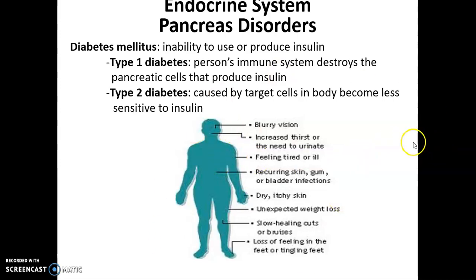Diabetes has a variety of symptoms. People don't necessarily have all of these symptoms. It can be blurry vision, increased thirst, or need to urinate as a way to try to get rid of excess glucose. Feeling tired or ill, recurring skin, gum, bladder infections, dry, itchy skin, unexpected weight loss, slow healing cuts and bruises, loss of feeling or tingling in the feet. Again, these are just some of the possible symptoms, and you don't have to have all these symptoms to be someone who has diabetes. And of course, if left untreated, diabetes would eventually lead to that person's death. So it has to be treated once the person is diagnosed.